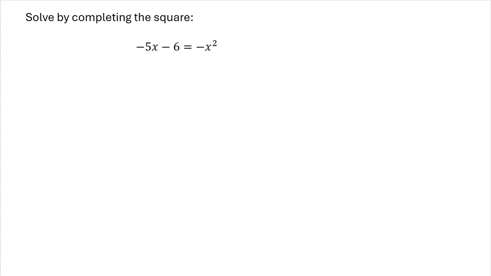Okay, let's look at another example. Solve by completing the square. Negative 5x minus 6 equals negative x squared. On this one, I want you to turn off the video and do this one on your own. And then when you're done and you think you have the right answer, go ahead and turn the video back on and see if you did it the right way. So hit pause and try this one on your own.